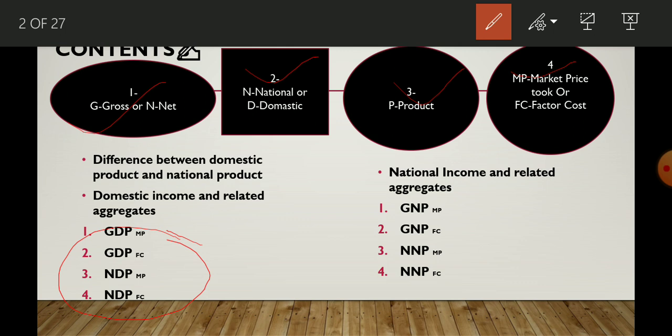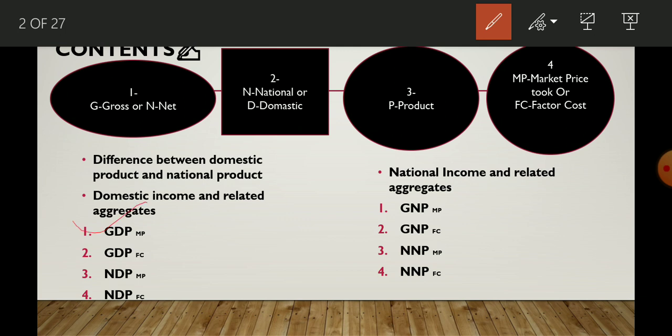If at the first position G is given, then we are going to read it as gross. If N is given, then we are going to read it as net. At the second place, if D is written, D is for domestic. If N is written, then N is for national. At the third place, on both sides you find P. P stands for product. Okay, students? And on both sides you find MP and FC. So MP stands for market price and FC stands for factor cost. Okay, let us start to read all these aggregates.